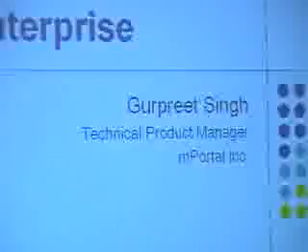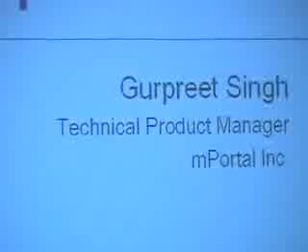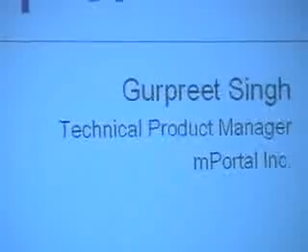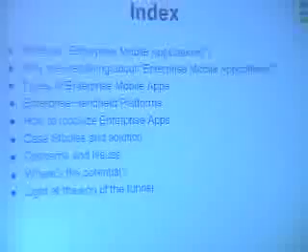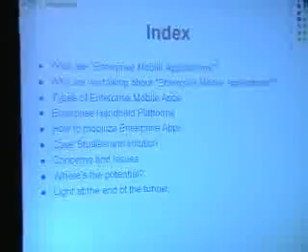So when Chintan asked me to give a talk on something on enterprise, I said, wow, what a boring thing. Enterprise applications, it's a little boring. Okay, let's go to the index first. Then you will understand what my concern is about enterprise applications.